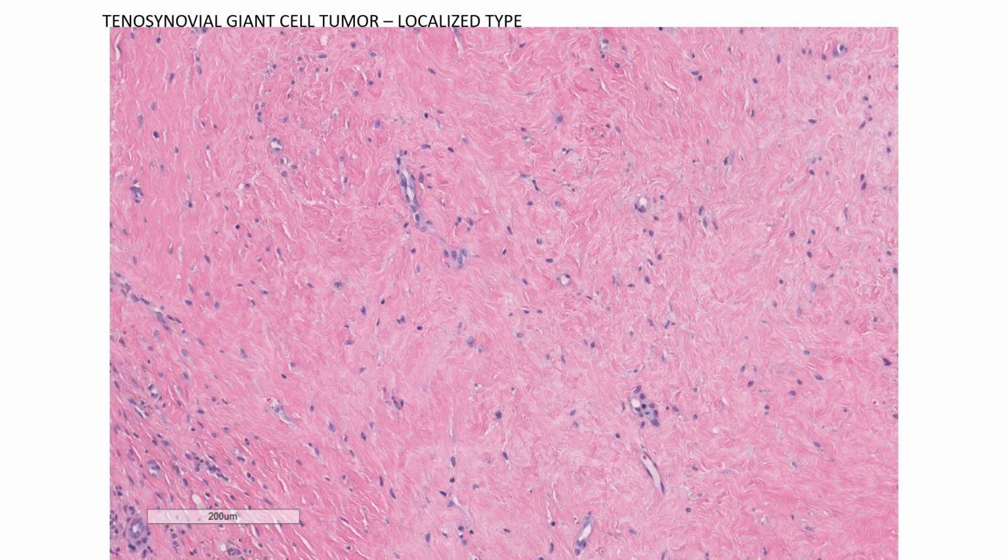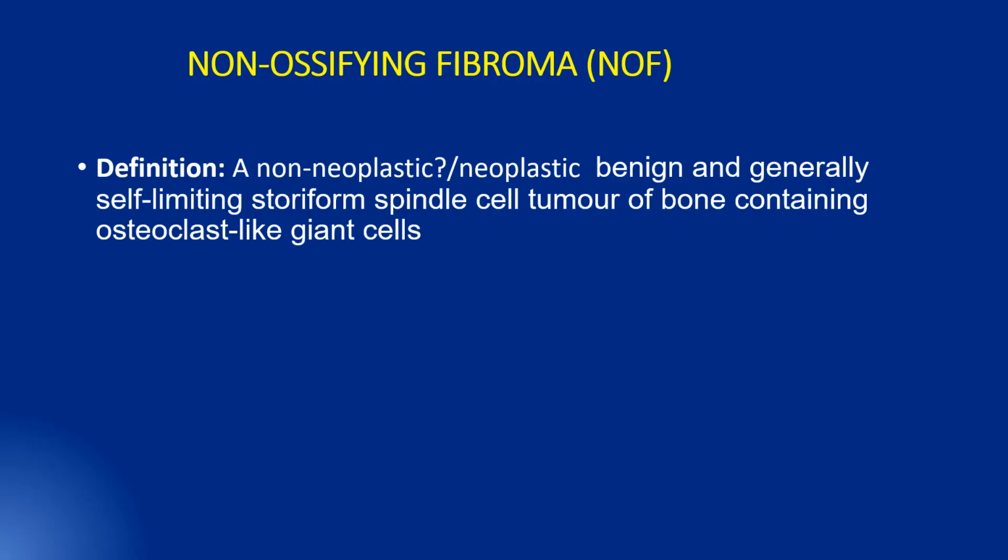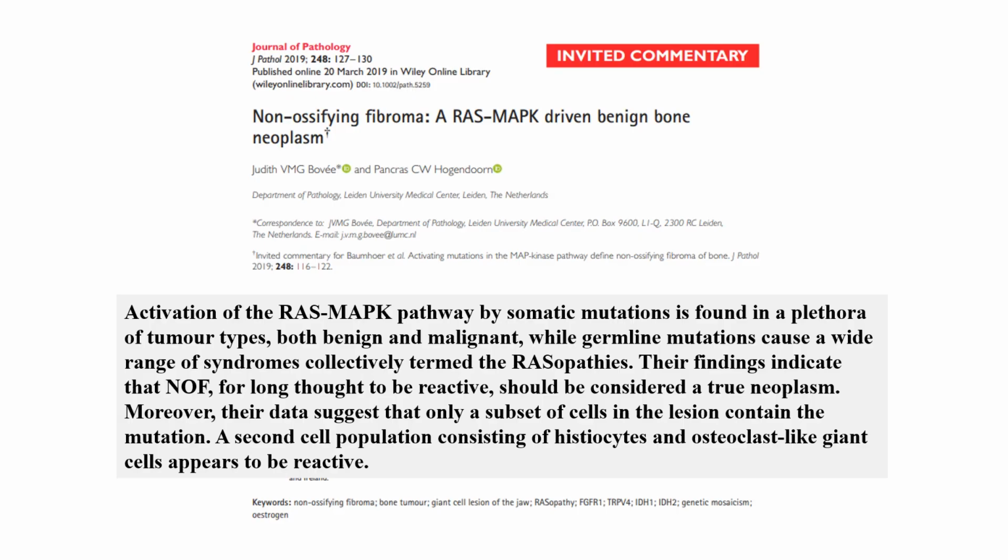This picture shows an area of stromal hyalinization in tenosynovial giant cell tumor, localized type. Another benign giant cell-rich lesion I'm going to talk about is non-ossifying fibroma. NOF is intracortical proliferation of fibrous tissue and histiocytes. There is still a question if this is a neoplastic or non-neoplastic lesion. However, new molecular findings are more suggestive of a neoplastic background.